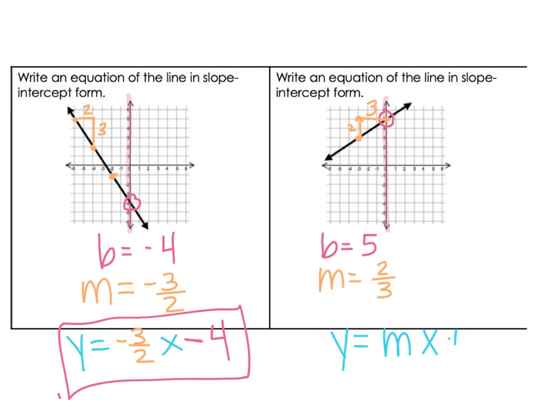And to write your equation, you just use that same setup. y = mx + b. I'm going to replace my m with my slope, which is positive 2/3. And I'm going to replace my b with my y-intercept, plus 5. So there is the equation for that second graph.